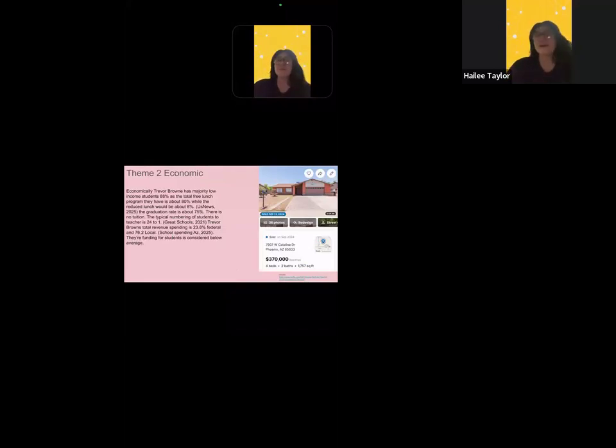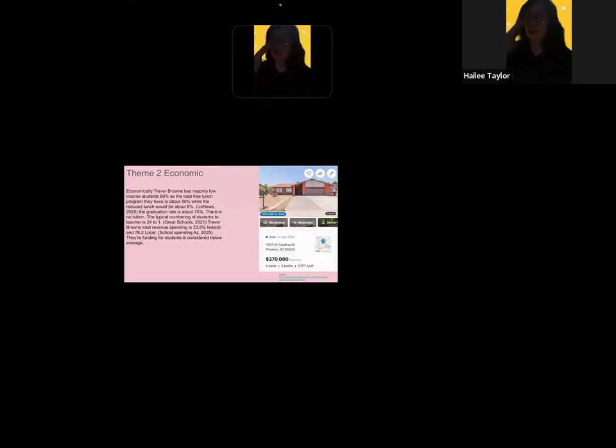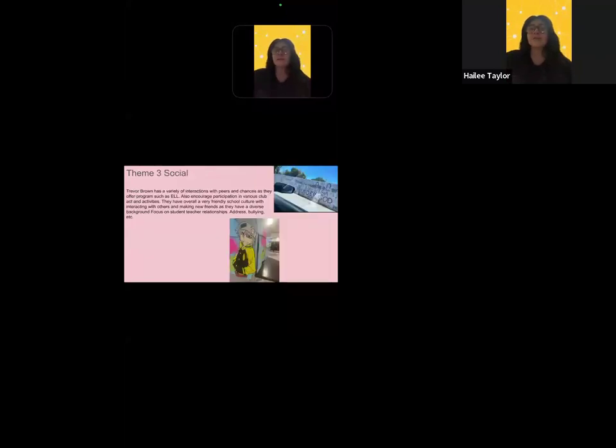Along with their economic factors, Trevor Brown is a Title I school, so they are a more low-income district as they have more low-income families. Here's a house listed from the area of Trevor Brown. As you can see, that is the average house in the Maryville area.